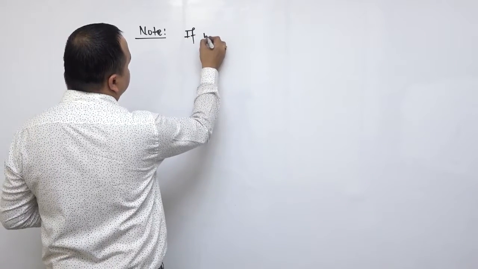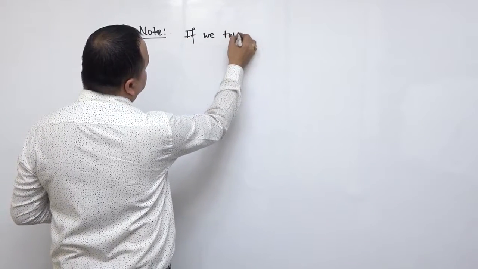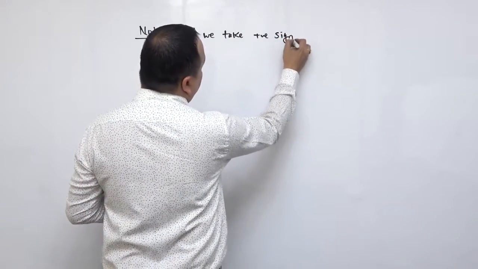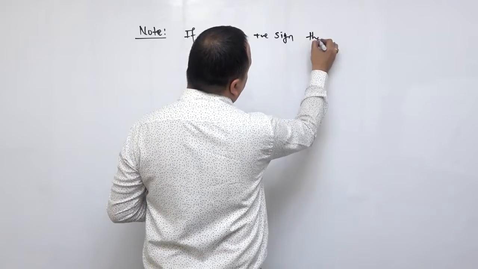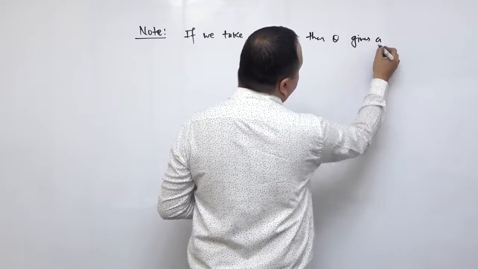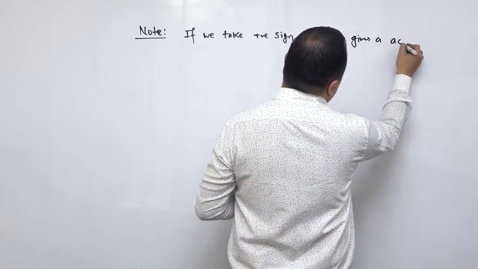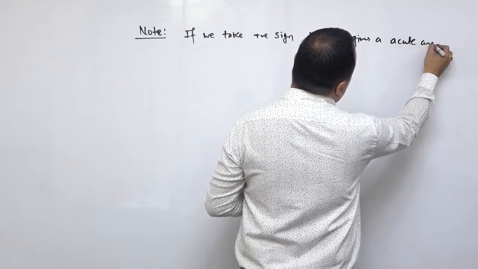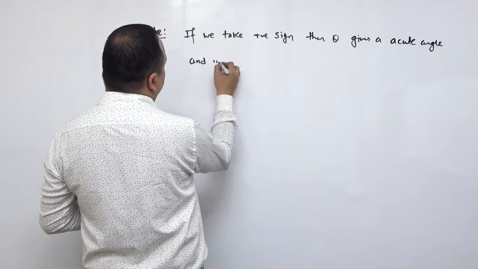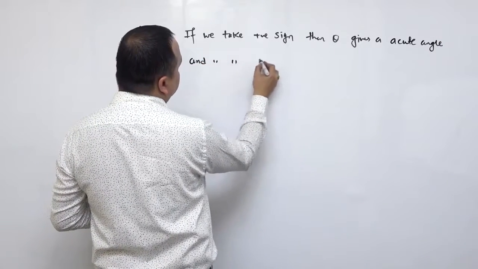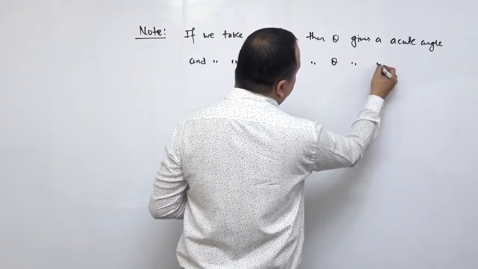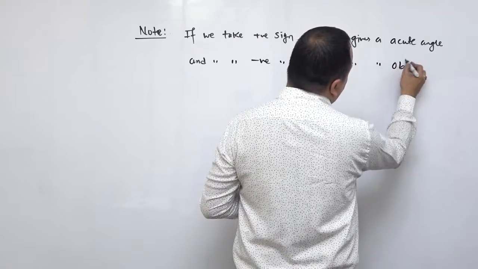If we take the positive sign, then theta gives an acute angle, and if we take the negative sign, then theta gives an obtuse angle.